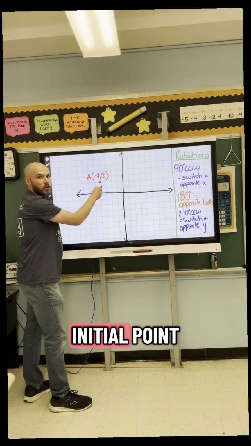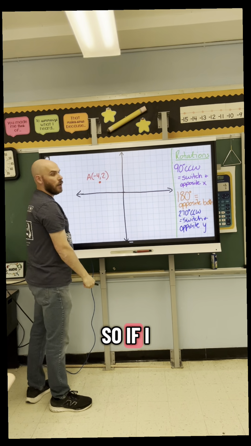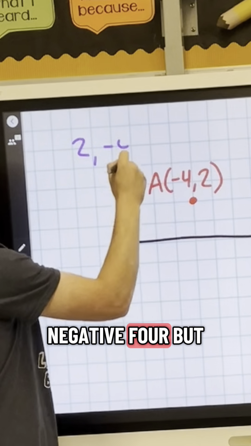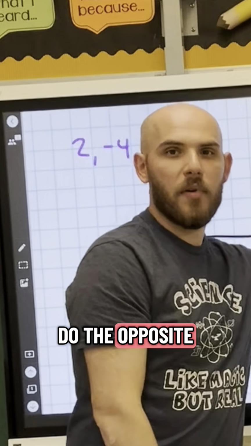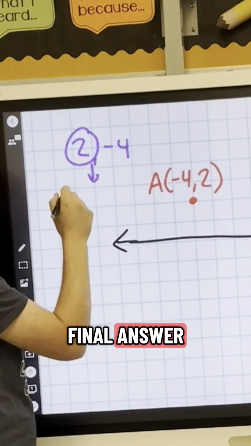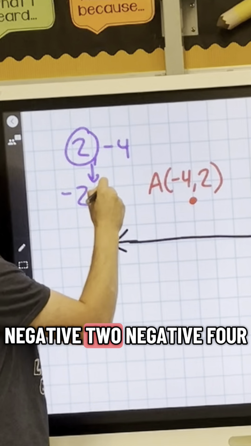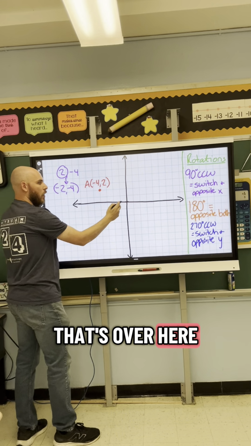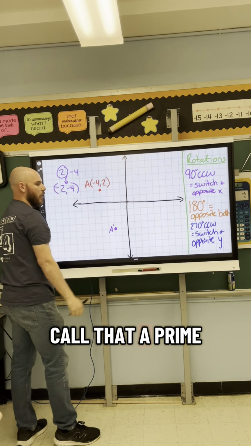Here's my initial point, my pre-image, is -4, 2. So if I switch it, it's going to become 2, -4, but we're not done. What do I have to do next? I have to do the opposite of x. So that's this one. So my final answer, or my final image in this case, is going to be -2, -4. And where is that? Well, that's over here. 2 to the left, 4 down. We'll call that A prime.